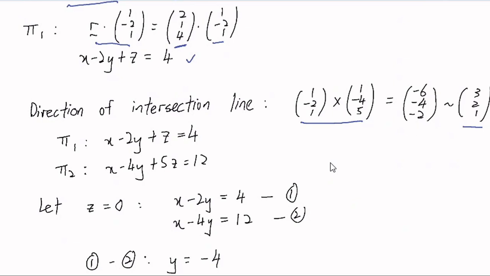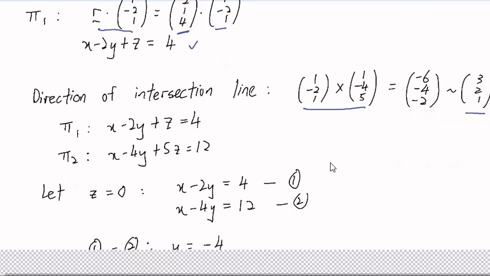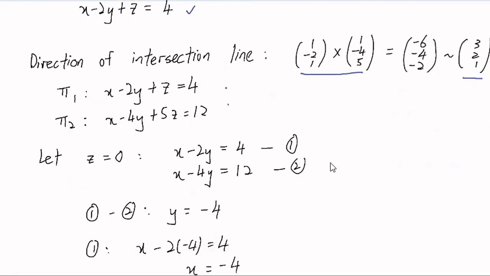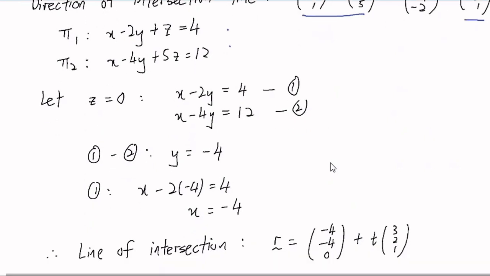Okay, so after that, we want to find a point that the two planes pass through. With this, we just have to solve these two equations simultaneously. We could use different techniques there. We could eliminate one of the variables, or for myself, I will fix z equals 0 in order to solve the simultaneous equations. Okay, it's up to you what technique you want to use.